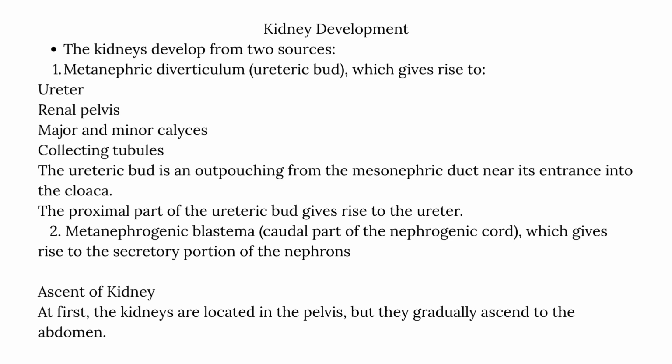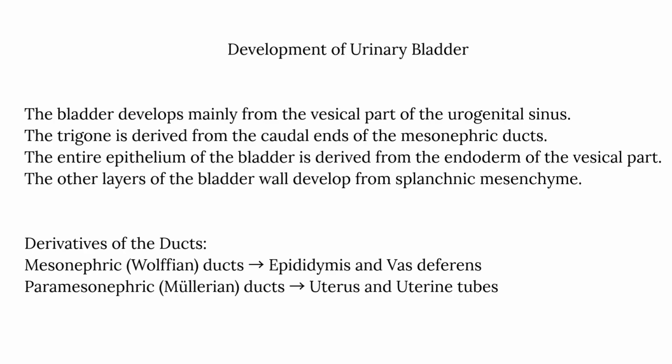Development of urinary bladder. The bladder develops mainly from the vesical part of the urogenital sinus. The trigone is derived from the caudal ends of the mesonephric ducts. The entire epithelium of the bladder is derived from the endoderm of the vesical part. The other layers of the bladder wall develop from splanchnic mesenchyme.